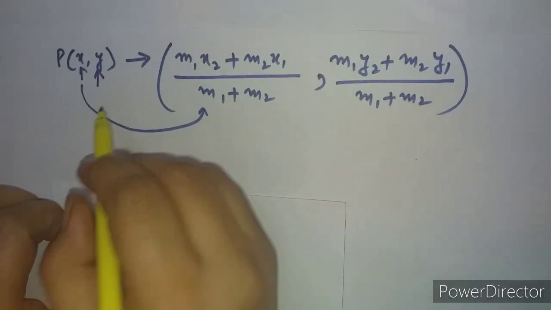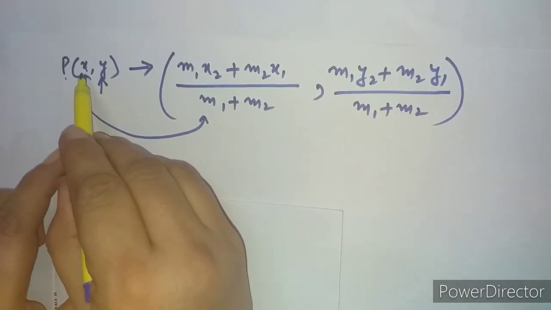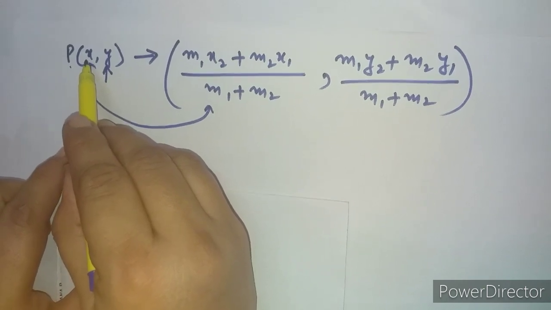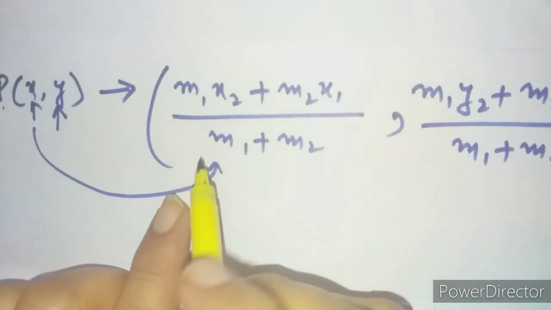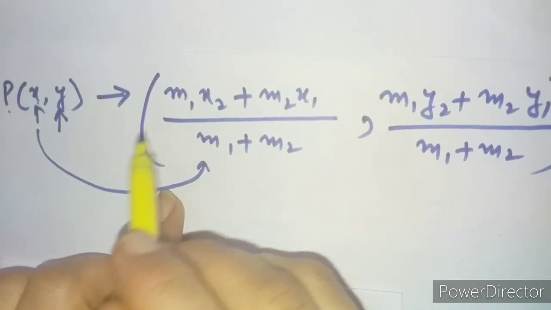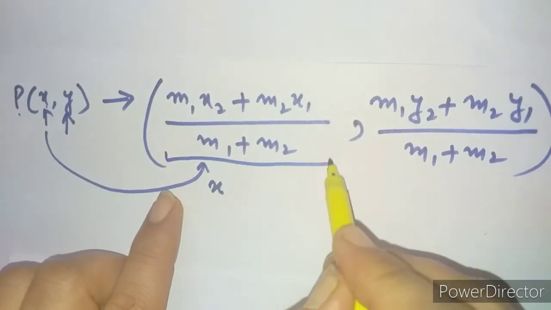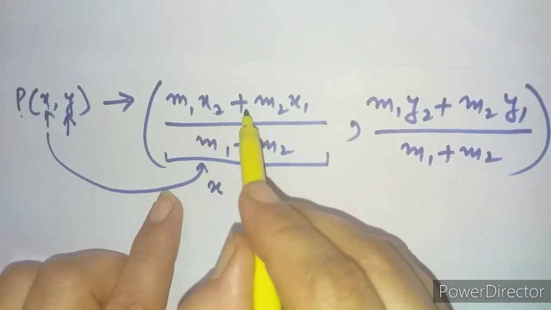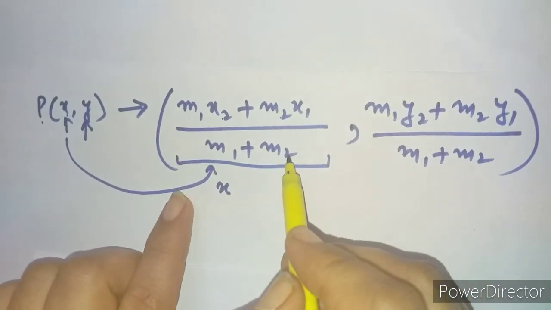Now the section formula gives us the coordinates of point P. We have supposed the first coordinate to be x and the second to be y. So here, with the help of the section formula, this is the value of x only, right? The value of x is m1 x2 plus m2 x1, this is the numerator, divided by m1 plus m2.